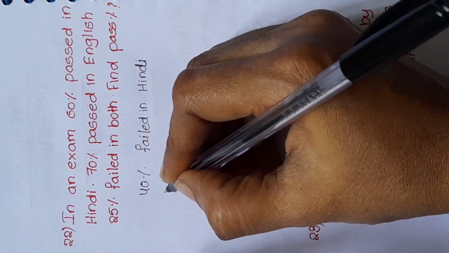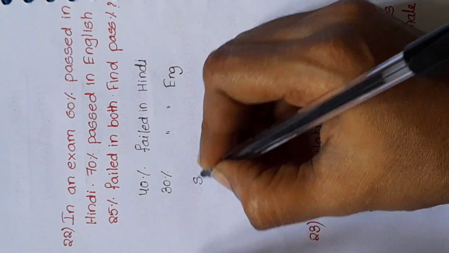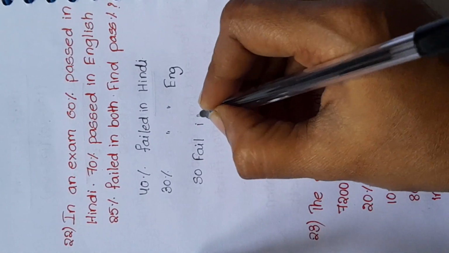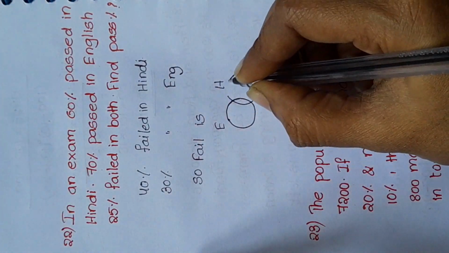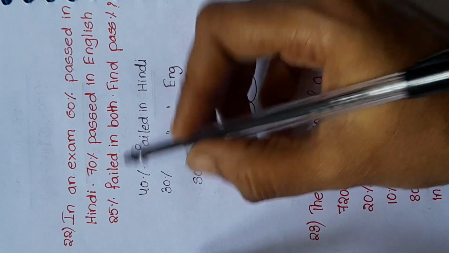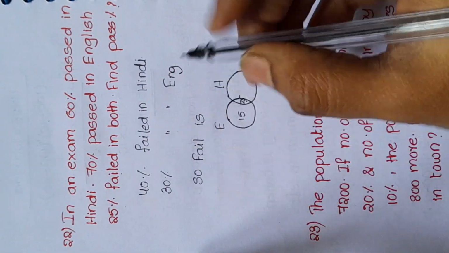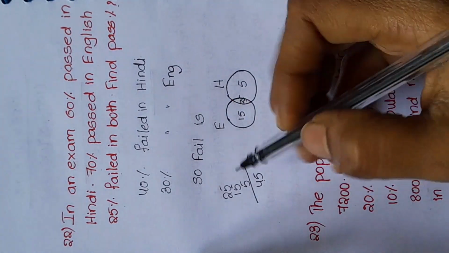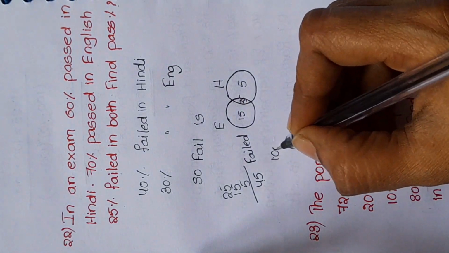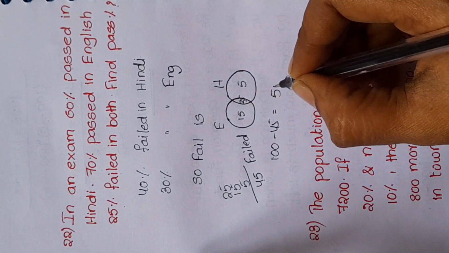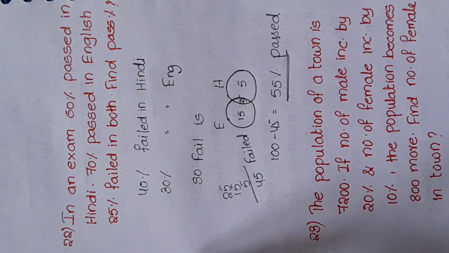Again, 70% passed in English means 30% failed in English. So, fail percentage is in English and Hindi. Let us draw a diagram. Total of 25% failed in both. That is 40 minus 25 is 15, 30 minus 25 is 5. So total 45% failed. Now we should find the pass percentage. That is 100 minus 45, which is equal to 55% passed in the exam. That is the pass percentage is 55%.